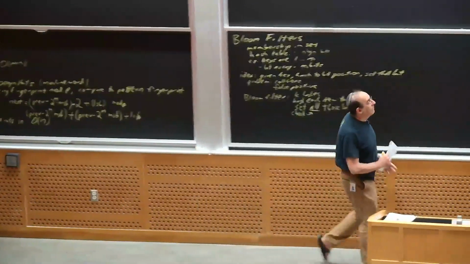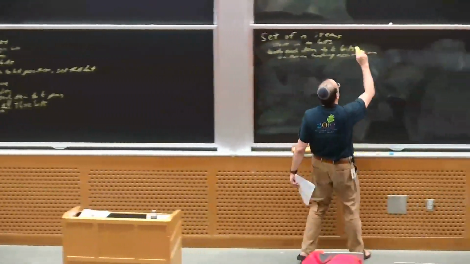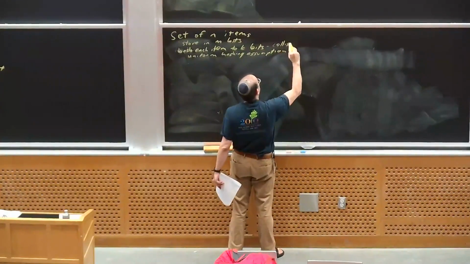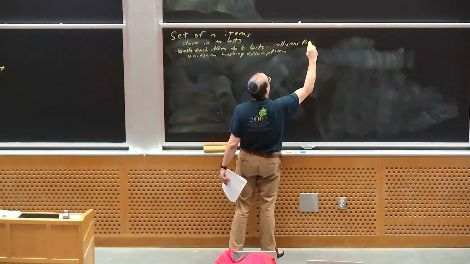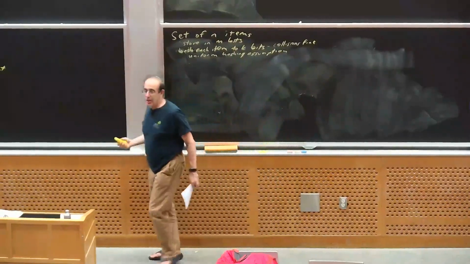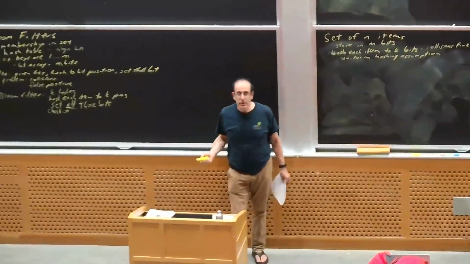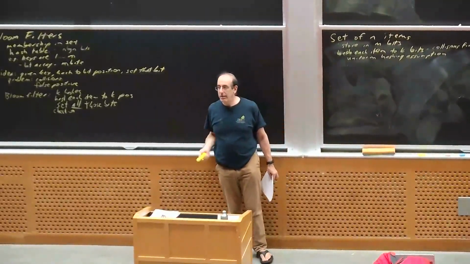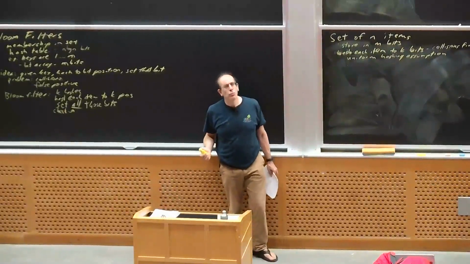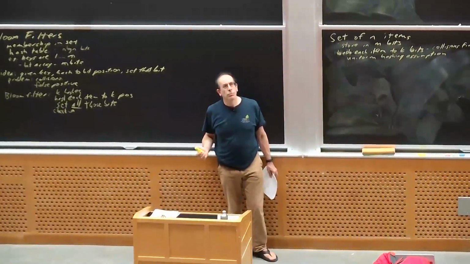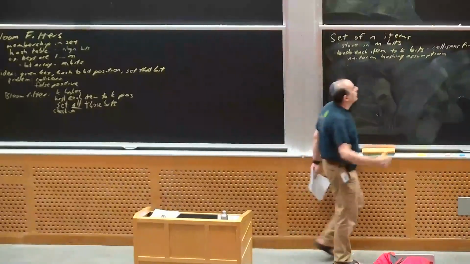Okay? Oh, yes, I remember what I wanted to say. Under the uniform hashing assumption, I might hash a particular item to the same bit twice. It's fine. Actually, is it fine? No, it's not fine. I'm going to.